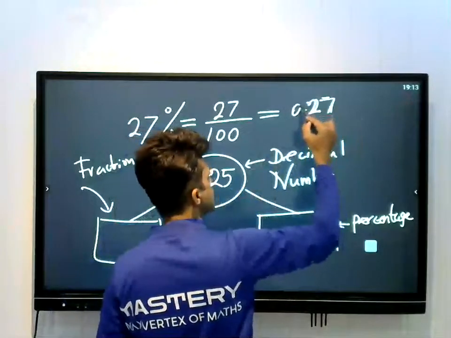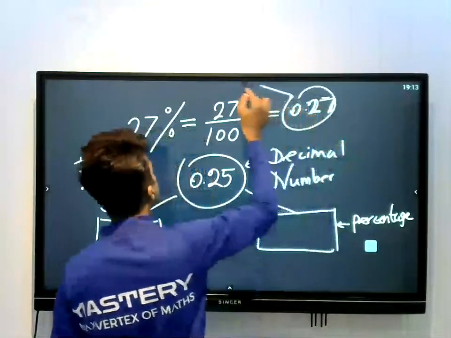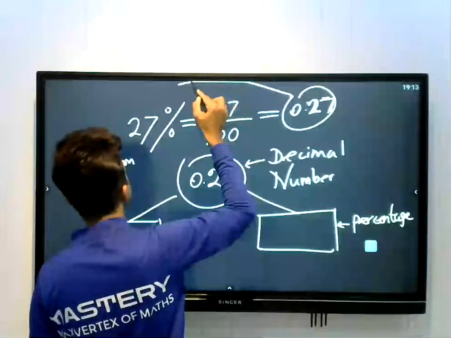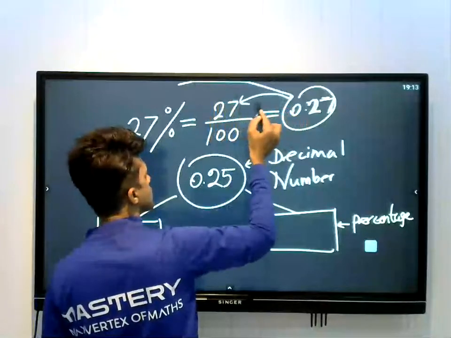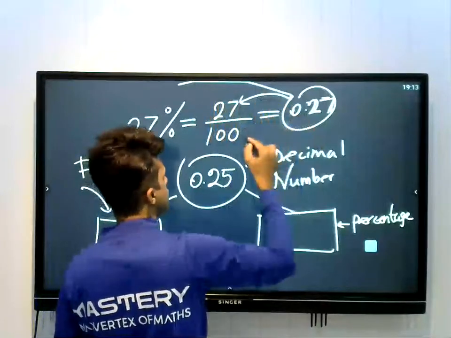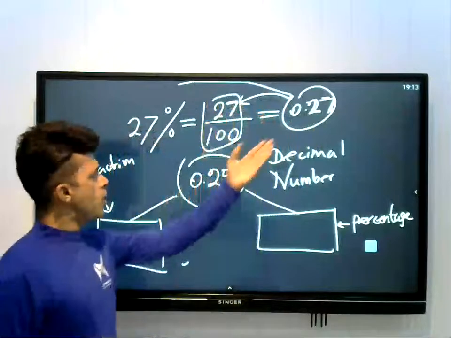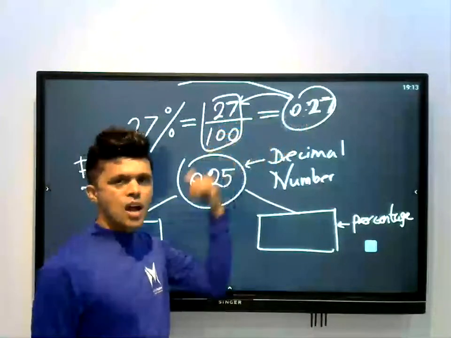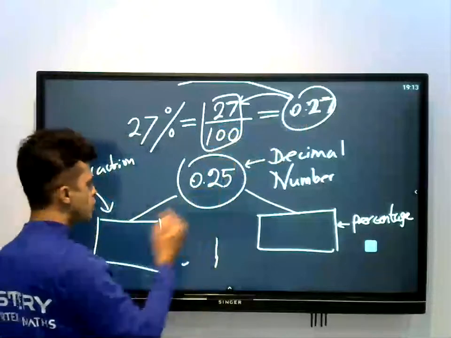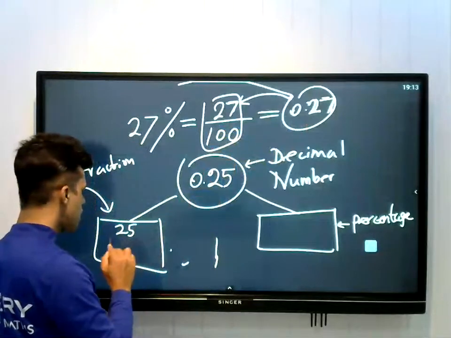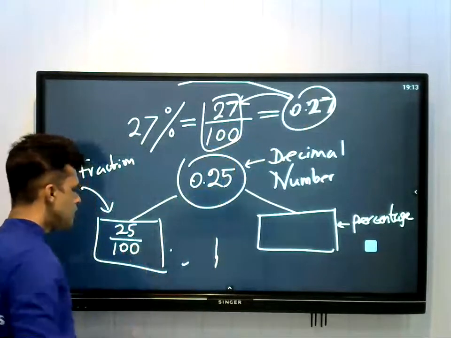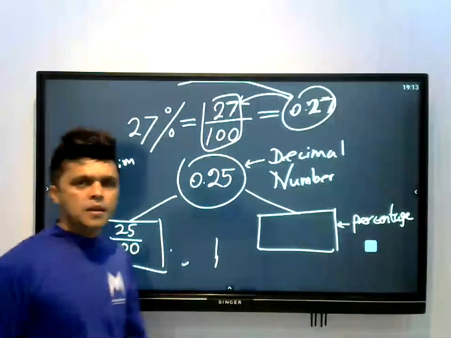0.27 means the related fraction is 27 over 100. So likewise, 0.27 equals 27 over 100. So here, 0.25 means 25 over 100. This means 25 over 100.